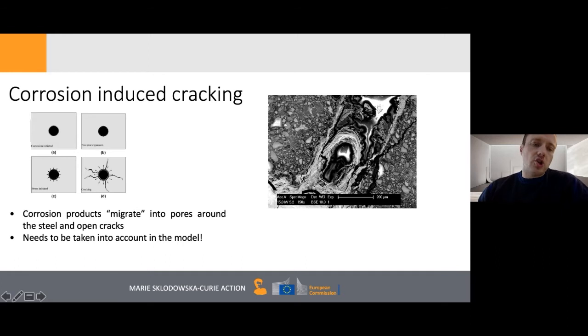It has also been shown that corrosion products tend to migrate into pores around the steel and open cracks. So actually, not all corrosion products cause expansion. So we want to take that into account in our model. So here we have a SEM image showing penetration of corrosion products into an open crack, and we want to see how that can be reflected in our model.